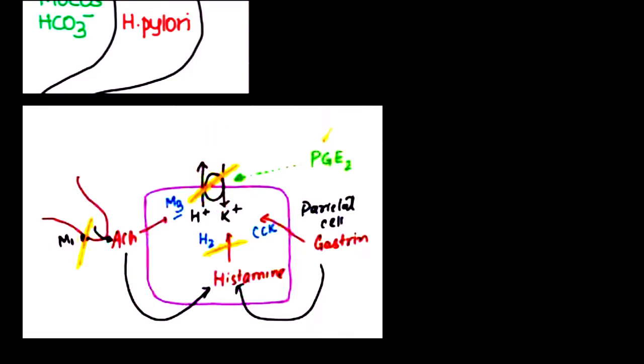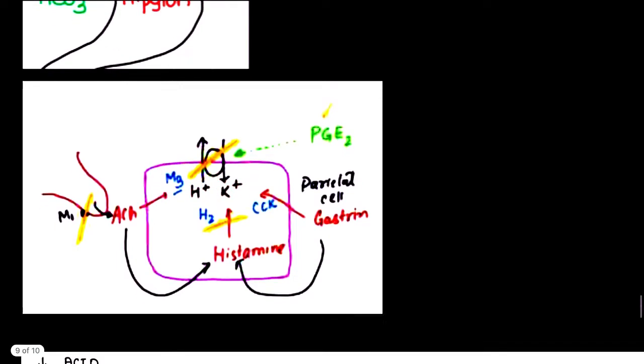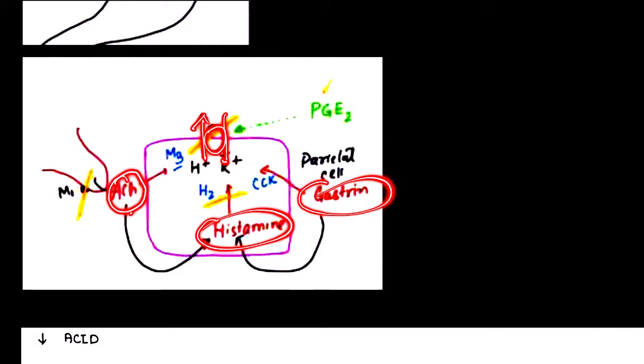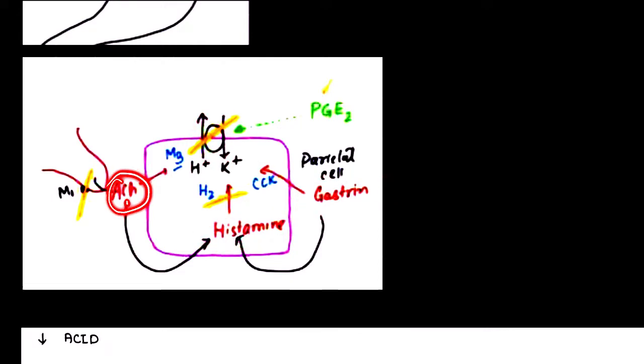So this is our proton pump, our H+ K+ pump. It helps in the secretion of acid. This H+ K+ pump, or proton pump, is facilitated by three main things: acetylcholine, histamine and gastrin.